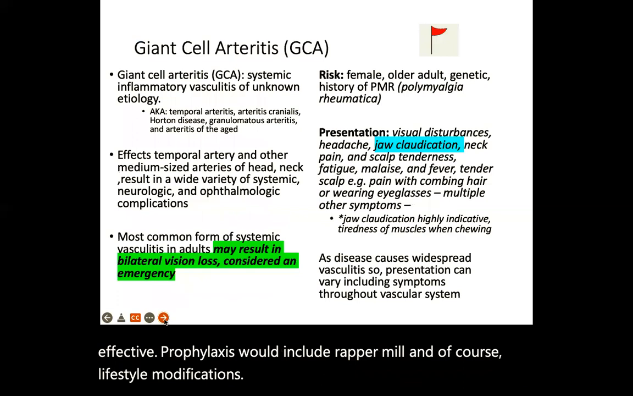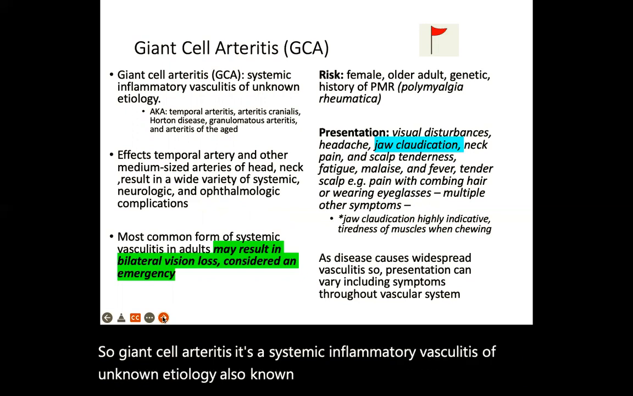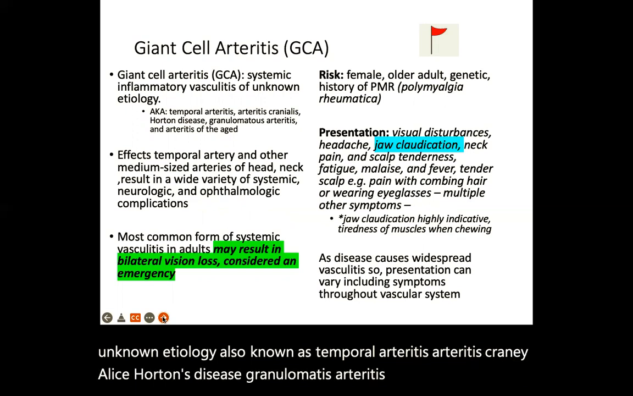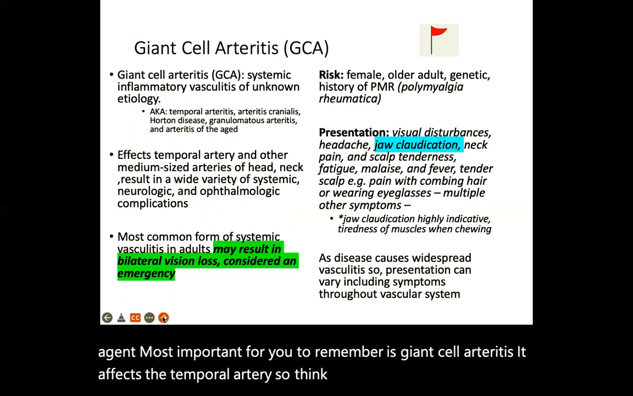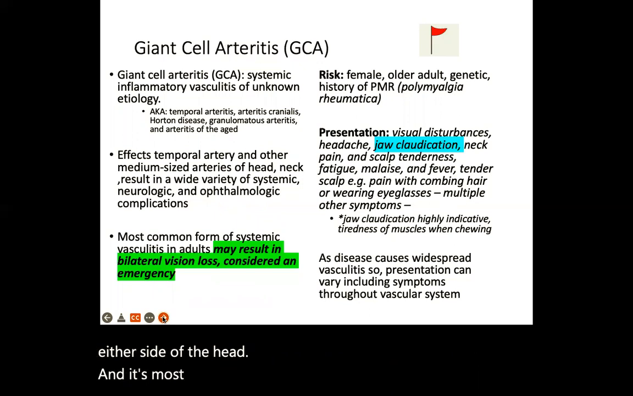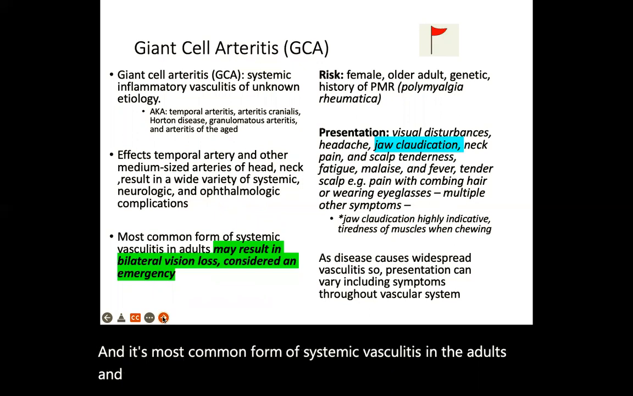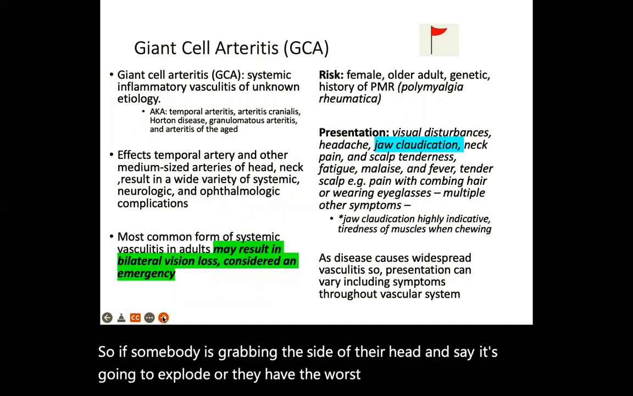So giant cell arteritis, it's a systemic inflammatory vasculitis of unknown etiology, also known as temporal arteritis, arteritis cranialis, Horton's disease, granulomatous arteritis, and arteritis of the aged. Most important for you to remember is that giant cell arteritis affects the temporal artery, so think the temporals on either side of the head. It's the most common form of systemic vasculitis in adults, and it may result in bilateral vision loss, considered an emergency. So if somebody's grabbing the side of their head and says it's going to explode, or they have the worst headache ever, again, 911.